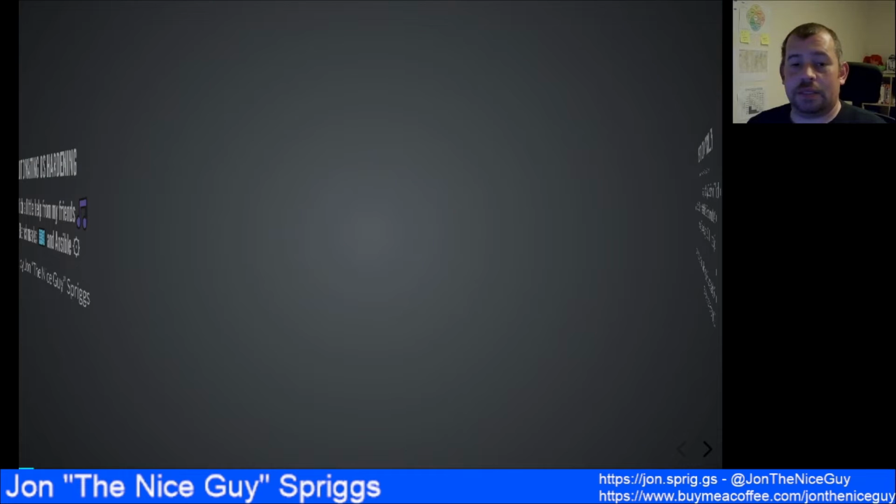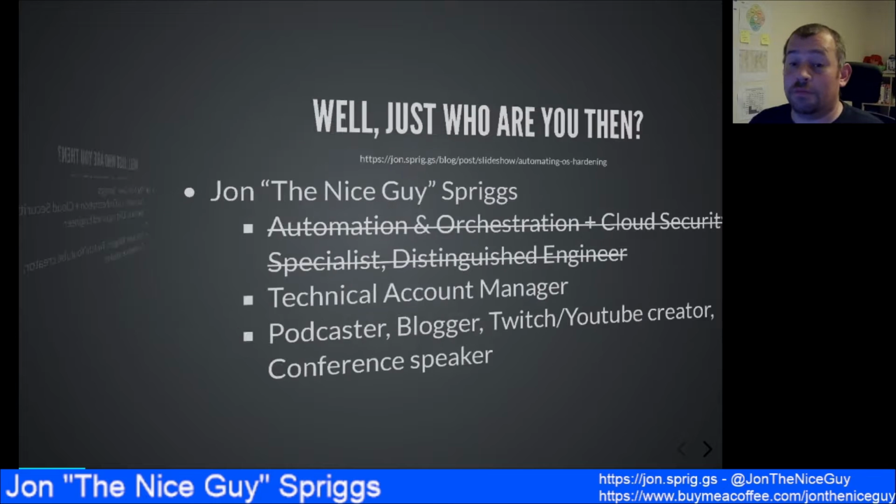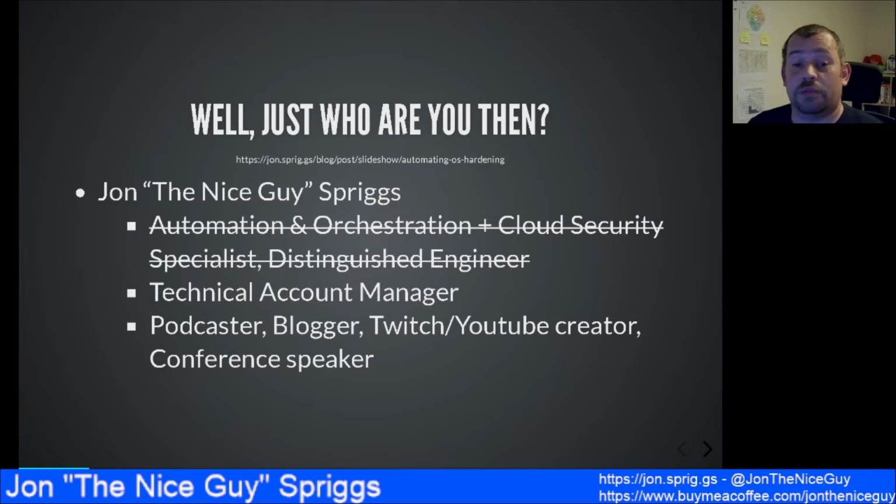So, as is fairly customary in talks like this, I should introduce myself. I'm John Spriggs, sometimes called John the Nice Guy. I'm an automation and orchestration specialist, focusing mostly on cloud security. I'm also a distinguished engineer of the company who employs me. Well, actually, that was last week. As of next Monday, I'll be a technical account manager for a very, very large company. Don't know what that all entails yet, but anyway.